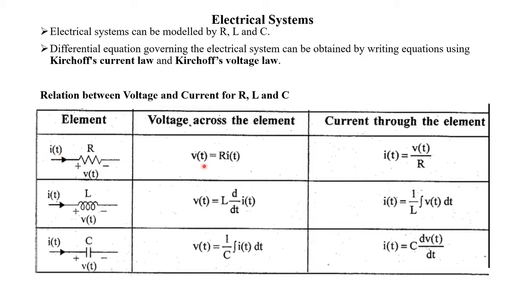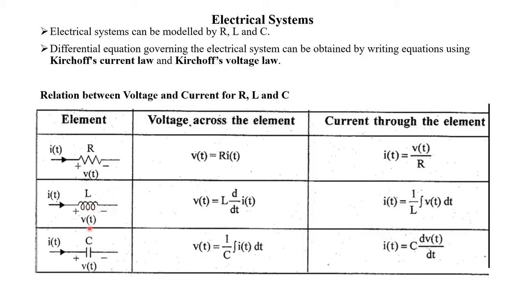So the value of the voltage drop across the resistor, V of t, will be equal to R into I of t, or simply we can say V is equal to I into R. Then the current flowing through the element will be I is equal to V by R. These two are based on Ohm's law. Ohm's law states that V is equal to I into R. Similarly, if you are considering an inductor, it will be represented like this.